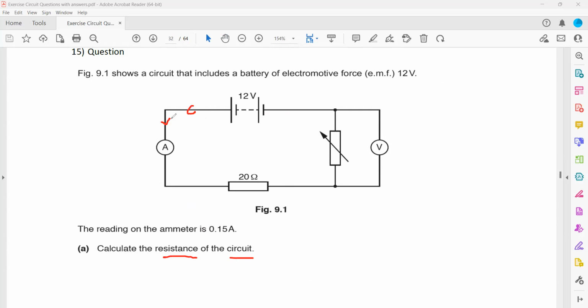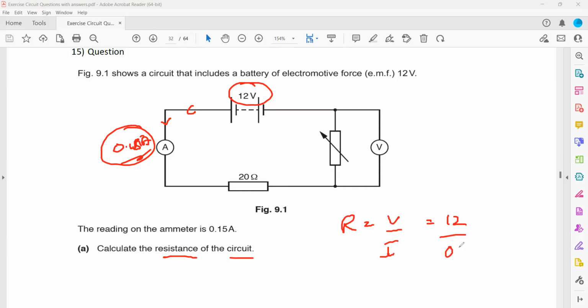The ammeter reads the total current as it is in series with the battery. So we have the total voltage and we have the total current. We can use the formula R equals V over I. V is the voltage and I is the current, which is 0.15. So 12 divided by 0.15. What's the answer for 12 by 0.15? 80 ohms? Yes. So this will be 80 ohm. And out of 80 ohm, this is the total circuit resistance. If this is 80, how much is this?